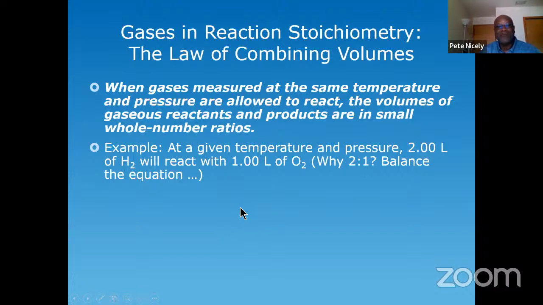So for example, if you have a reaction between hydrogen and oxygen to form H2O, right? Let me write that equation down here. It's H2 gas plus O2 gas to give H2O gas. And let's balance this equation here. To balance this, we need a 2 here and we need a 2 here, right?